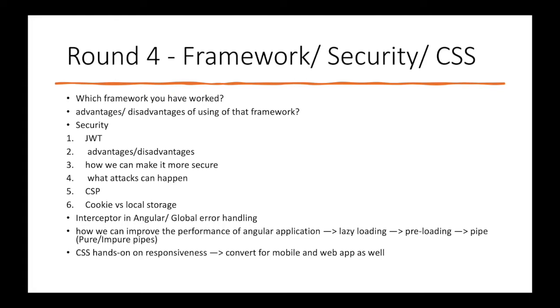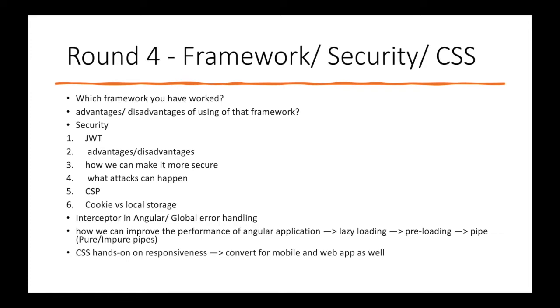So what is the CSP, that is the content security policy, and how you used to store the token. For the JWT, the backend used to send the token, and we need to store it on the front end. So there are multiple ways we can go: cookie, local storage, and session storage. So we had a very healthy discussion over this topic, and he liked my security point of view and my knowledge of JWT. Yeah, so that was a plus for me.